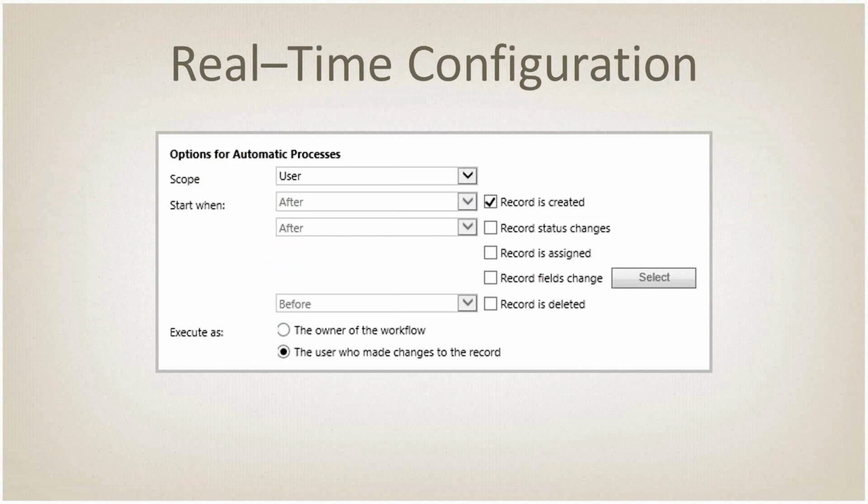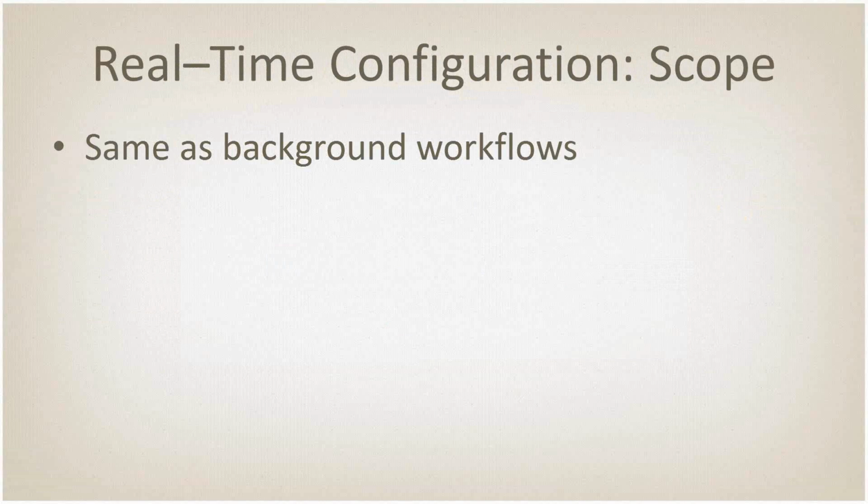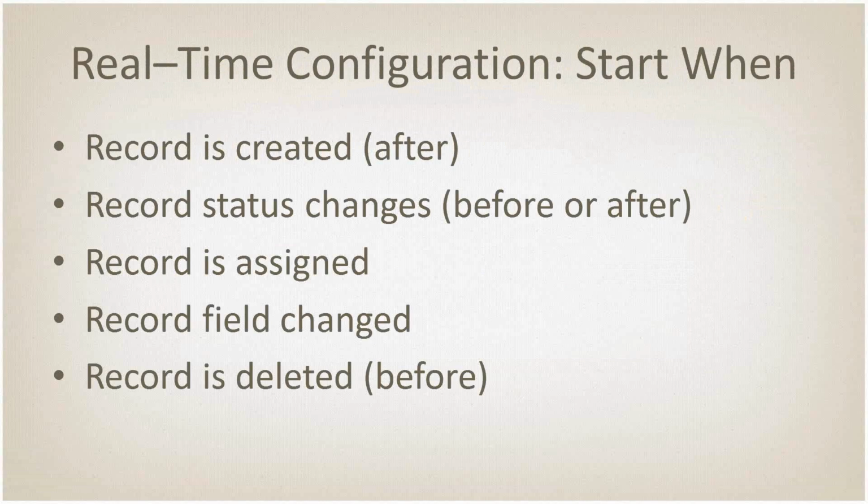Okay, then we have the different starts and wins and stuff like that. So the scope is pretty much the same as it is for background. So user, business unit, parent, child business units, and organization. For start when, we can create it after a record is created, before or after the status changes, after a record is assigned, when a field is changed, or before a record is deleted.